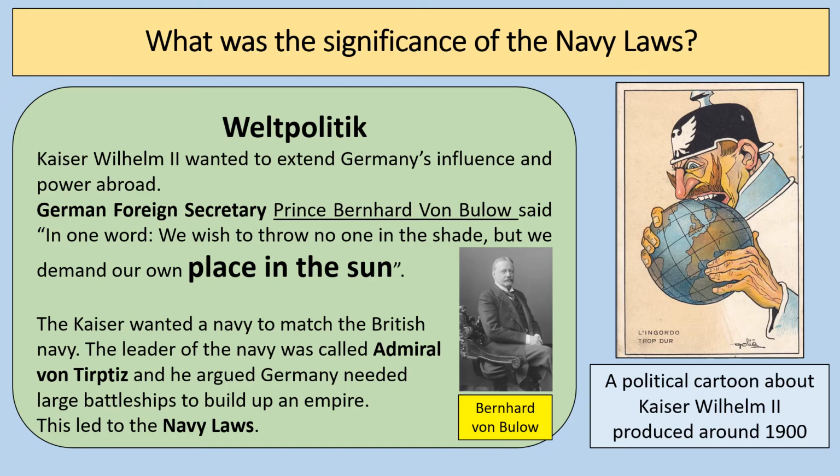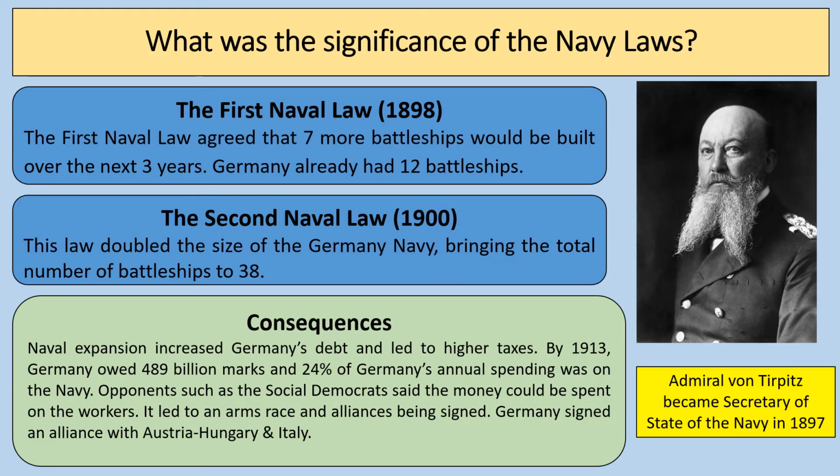So the leader of the navy was Admiral von Tirpitz, and he argued that in order for Germany to be powerful, in order to achieve their aim of Weltpolitik, they needed to build up an empire, and in order to do that, they needed large battleships. And this led, of course, to the Navy laws. The first naval law came in 1898 and agreed that 7 more battleships would be built. Germany already had 12 battleships at that stage. The second naval law would have doubled the size of the German Navy, bringing the total number of battleships to 38. So you can see those 2 naval laws are really important for you to be aware of.